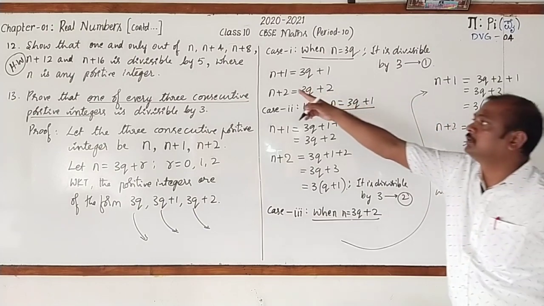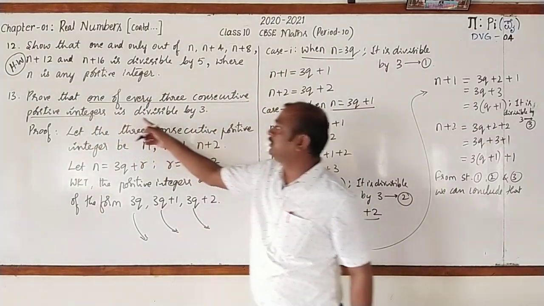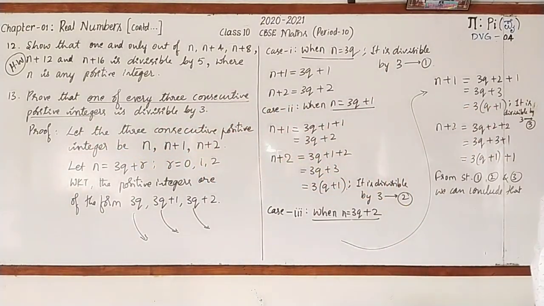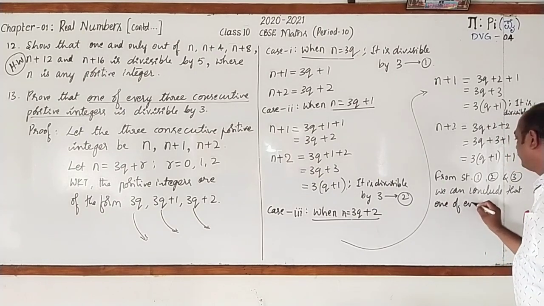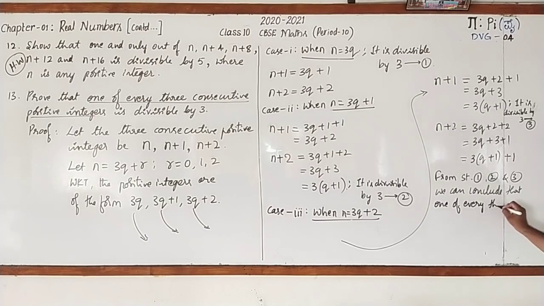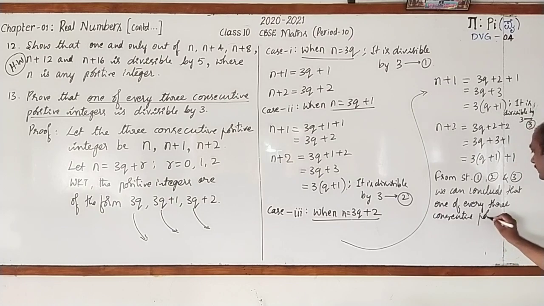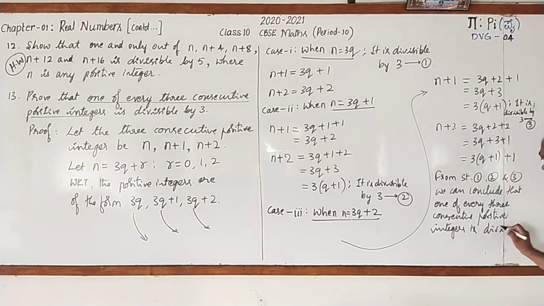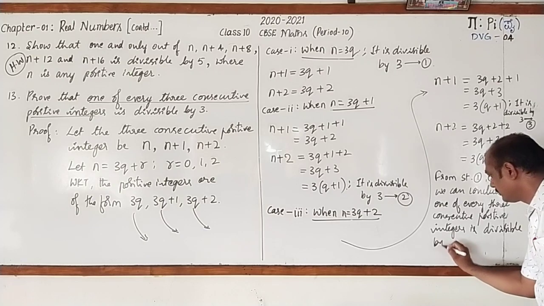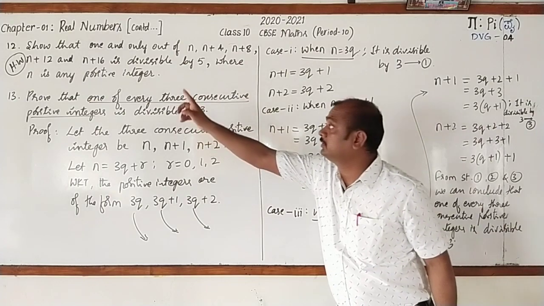How do you write? One of every 3 consecutive positive integers is divisible by 3. Okay, I hope that you have understood. Please copy from there to here quickly.